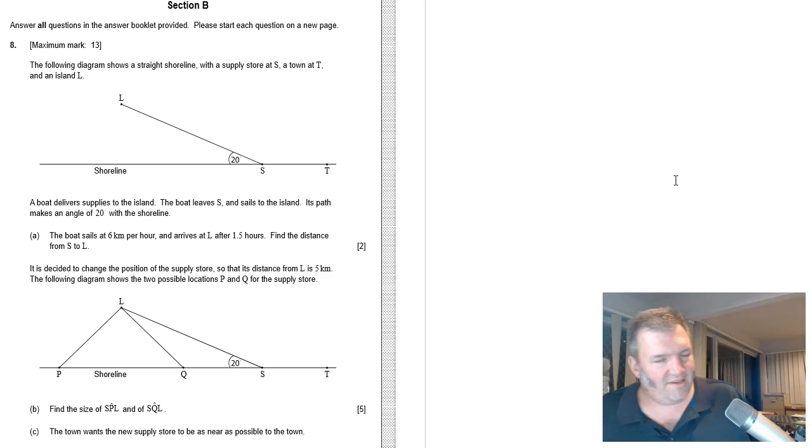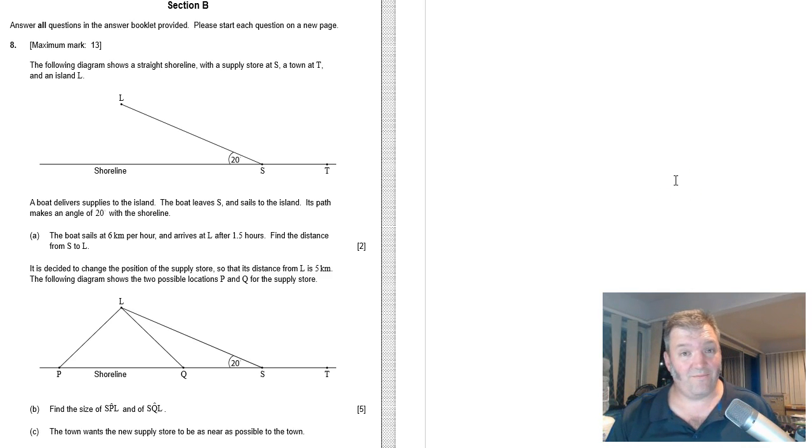Alright, Section B, May 2015, IBSL Maths, Paper 2, Time Zone 1. The following diagram shows a straight shoreline with a supply store at S, a town at T, and an island L. A boat delivers supplies to the island.